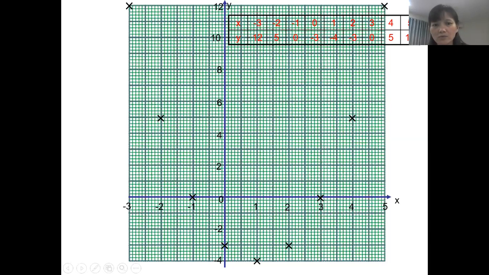So we plot the last point, 5, 12. The value of x is 5. The value of y is 12. So finally, you draw the smooth curve by using freehand drawing. Okay.